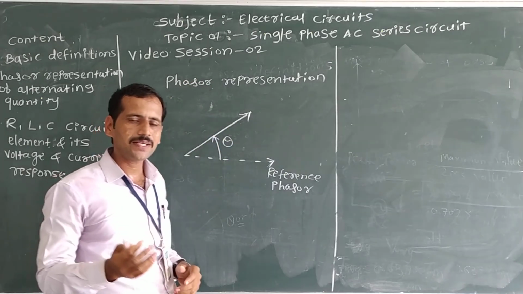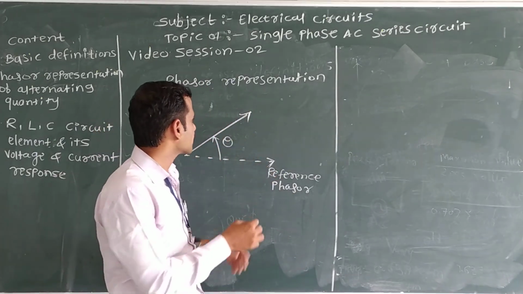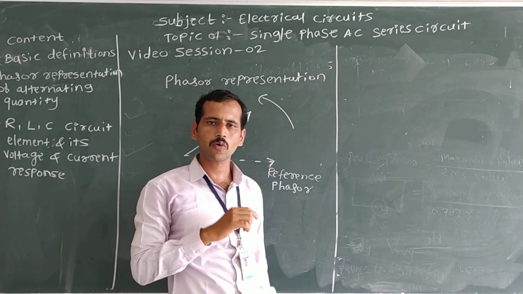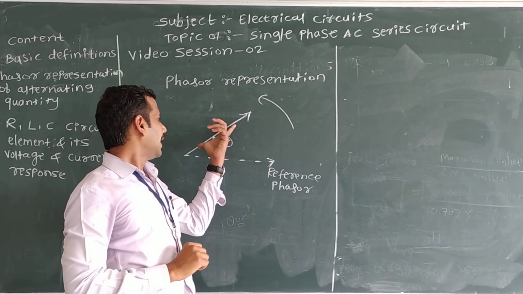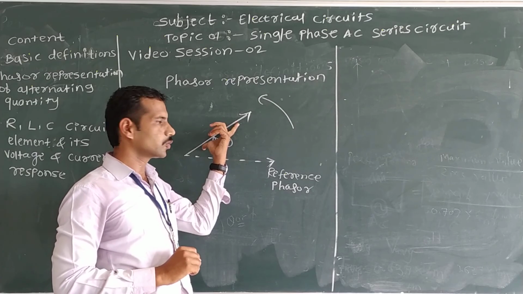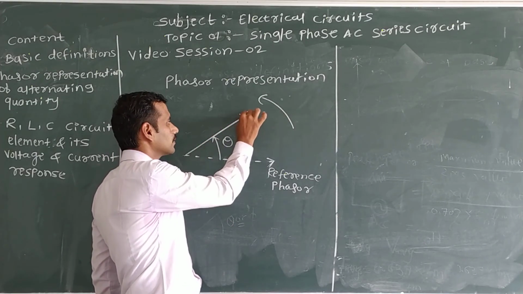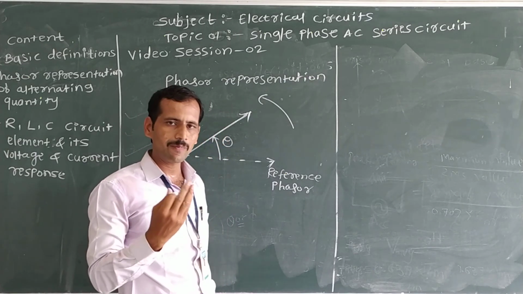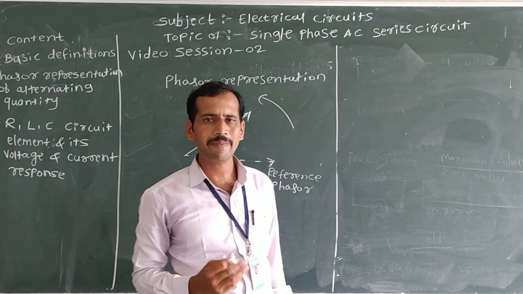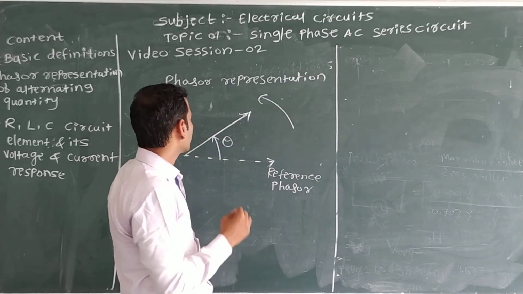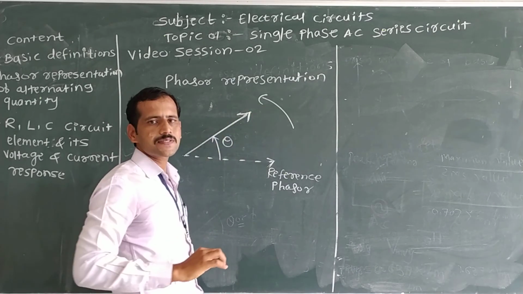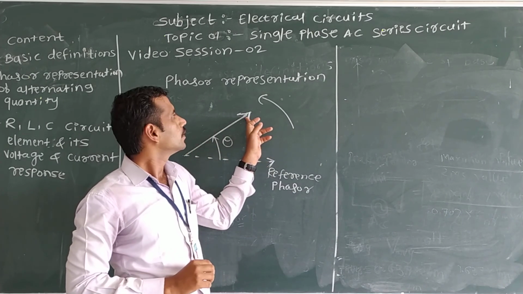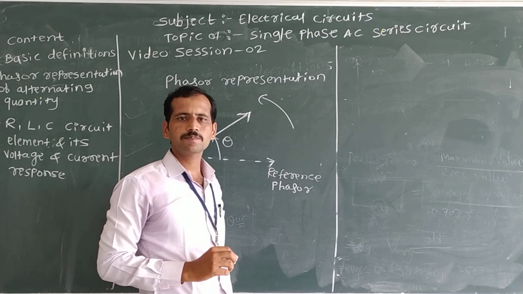Normally phasor and vector are similar. Phasors generally rotate in the counterclockwise direction, or anti-clockwise direction. The length of this straight line represents the magnitude of the alternating quantity, that is voltage or current. It may be the RMS value or it may be the maximum value. And this arrow mark represents direction. So we have seen phasor representation.